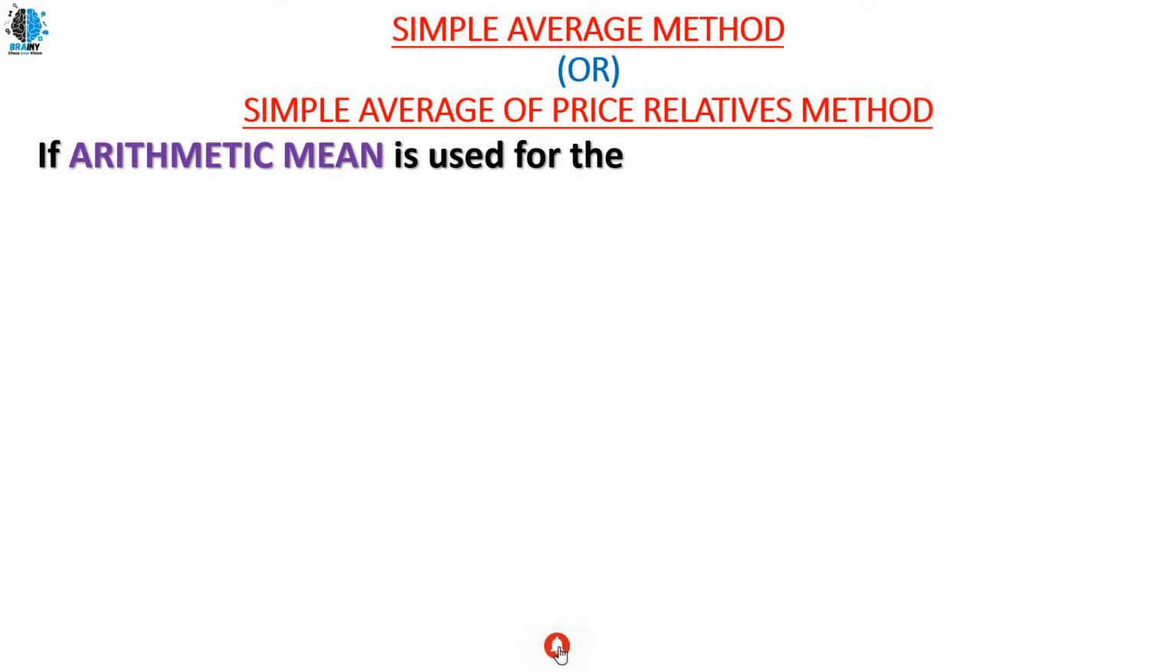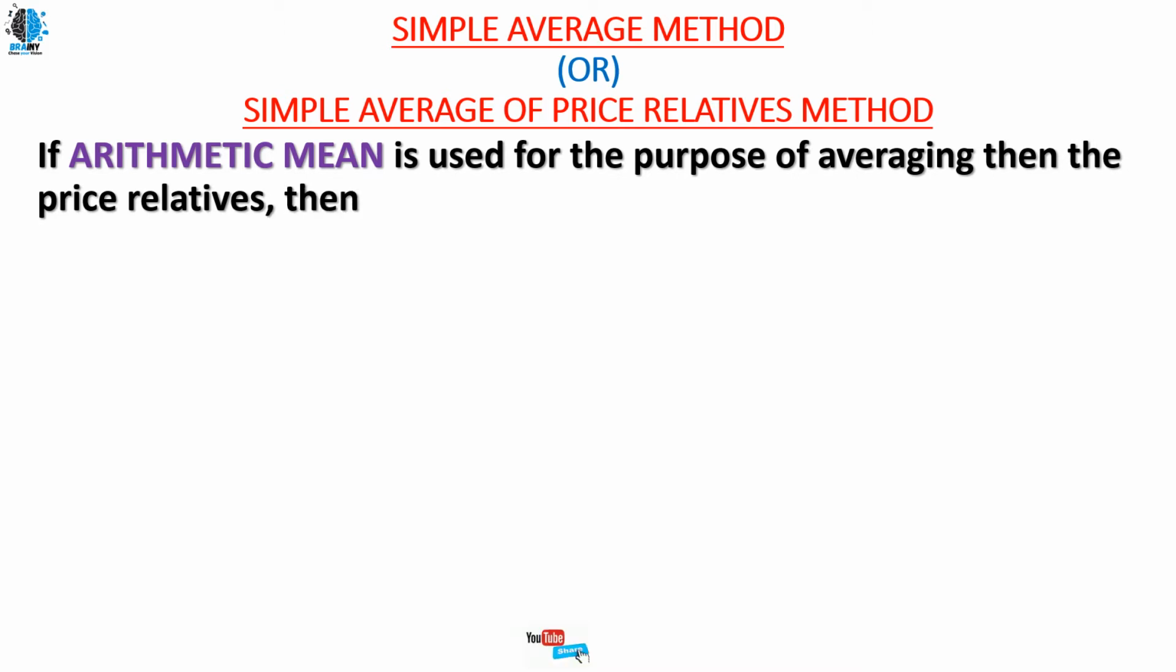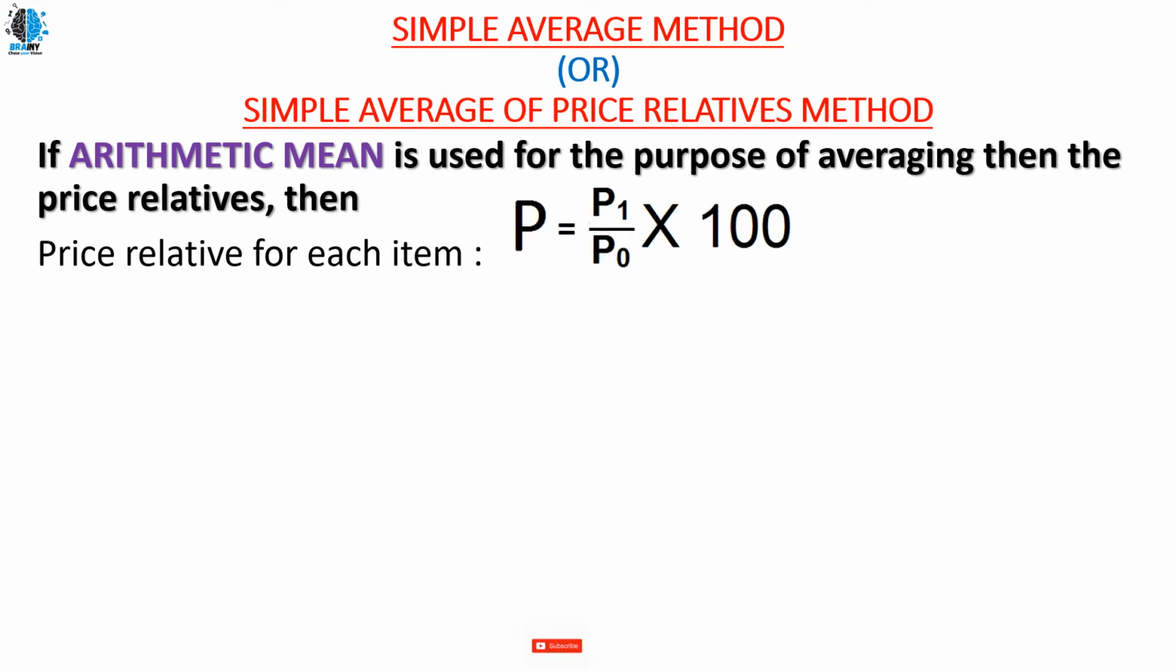If arithmetic mean is used for the purpose of averaging the price relative, then the price relative will be given as P = P1 / P0 × 100. How are you going to calculate the price relative? The price relative is equal to current year divided by base year into 100. Clear with this? P0 is our base year, P1 is our current year.